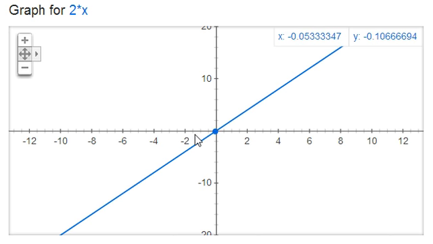The question is, what happens when I add a 2 or a 1 on the end of this, 2x plus 1 or 2x plus 2? How's that going to affect this graph?